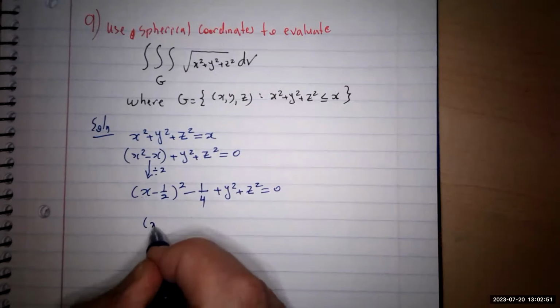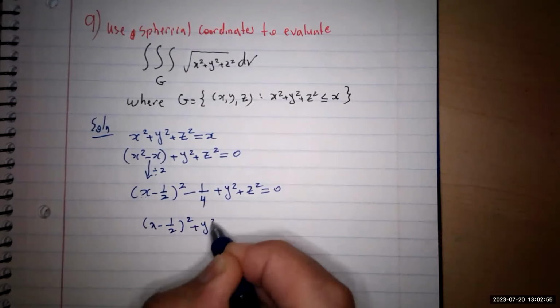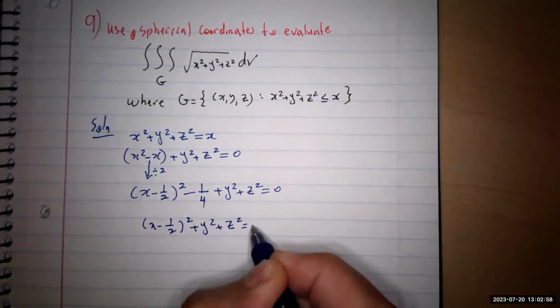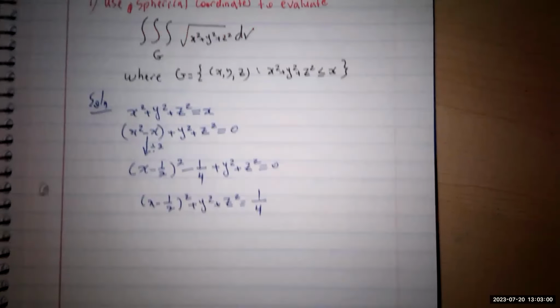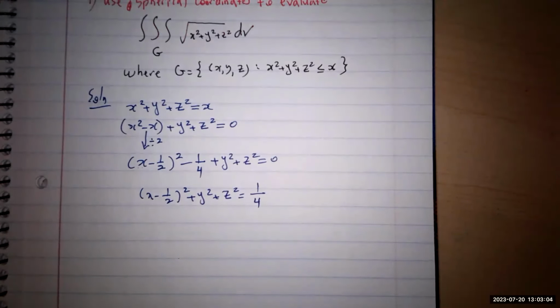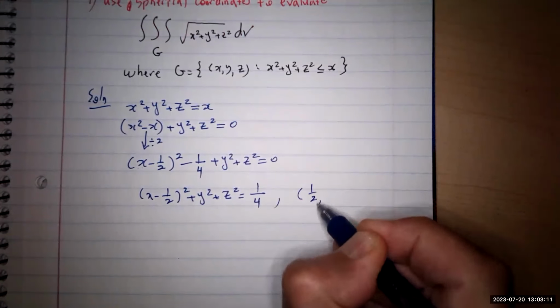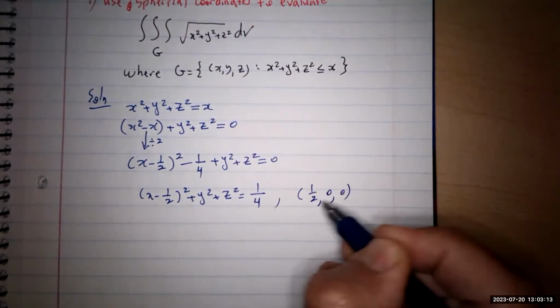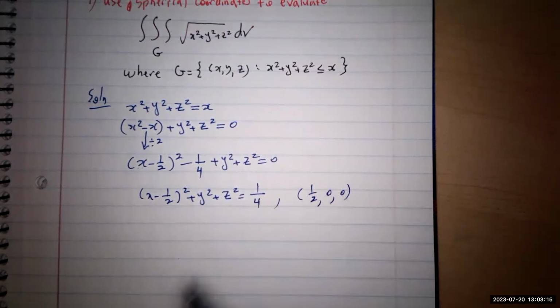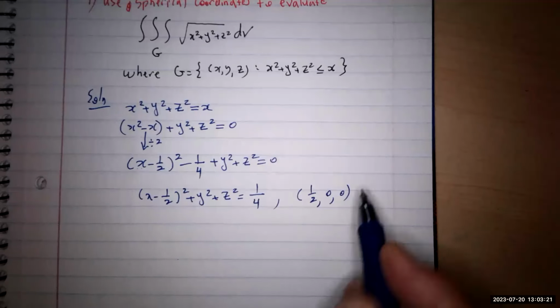So if you move a quarter to the other side, you see this is what you are going to have. Again, it's going to be a sphere. But the center of this sphere is going to be what? The center of the sphere is going to be (1/2, 0, 0). And the radius of the sphere in this case is going to be just 1/2.